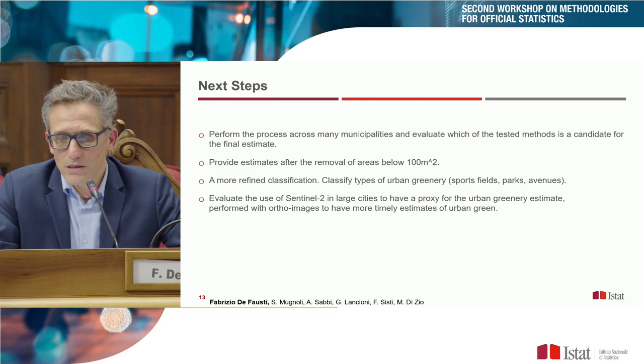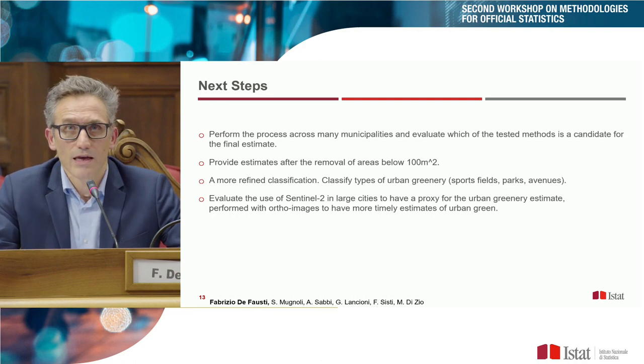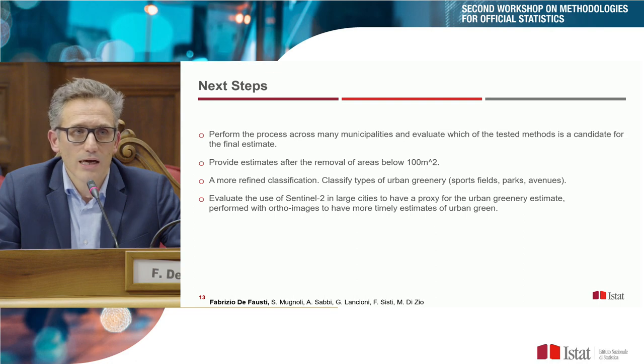A more refined classification would classify the type of urban greenery: sport field, park, and avenue. This is the next step, classify the greenery, okay? We can perform this with auxiliary information, such as OpenStreetMap, or by a machine learning approach, by convolutional neural network, for example. And we can try to evaluate the use of Sentinel-2 for the large city to have a proxy of the green, but this is a delicate point. With a timely estimate, this is the advantage to use satellite data sources.